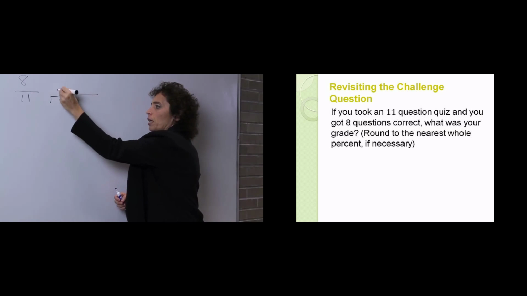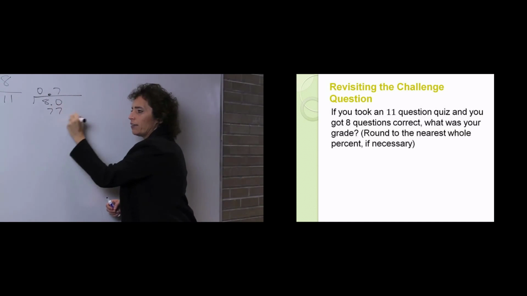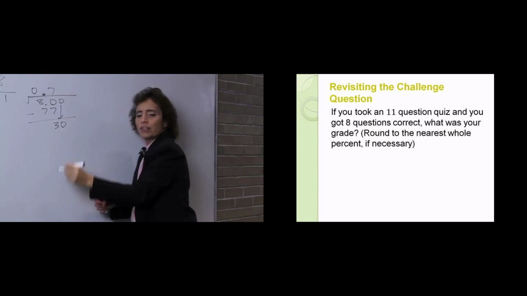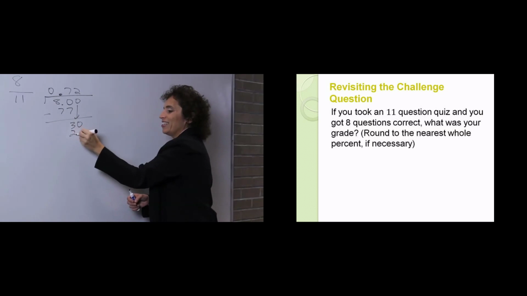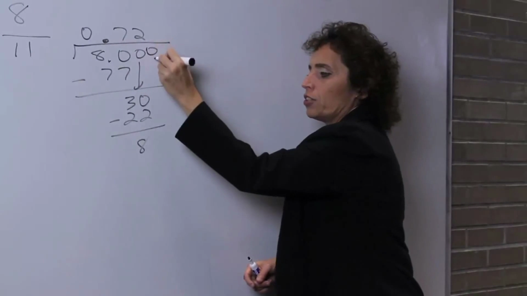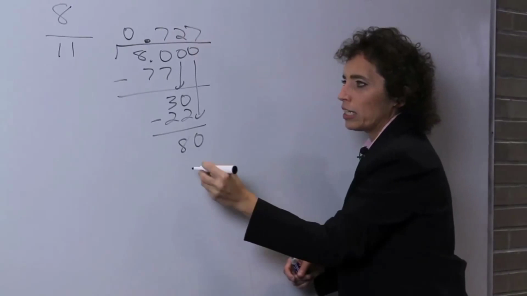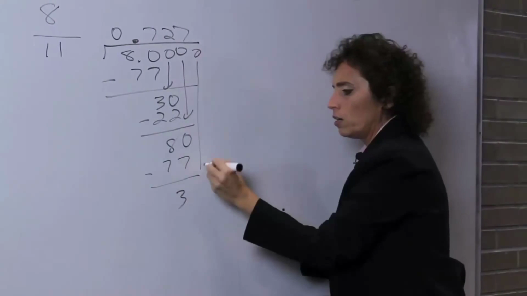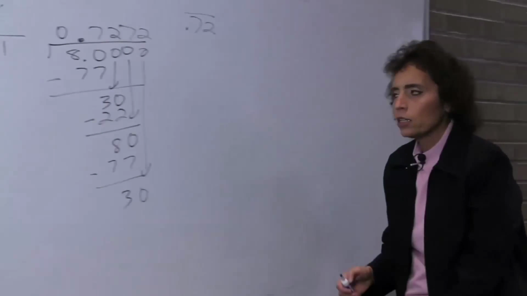8.0. 11 doesn't go into 8. 11 goes into 80 7 times. That's 77. We're going to subtract. Bring a 0 down. 11 goes into 30 twice. That's 22. Subtract. You get an 8. Oh, I see something going on here. I have a 0 going on. 11 goes into 80 7 times. Oh, let me guess what's next. That's 77. We get a 3. Bring down a 0. We get a 30. So here's what we got. 0.72 with a bar over it.